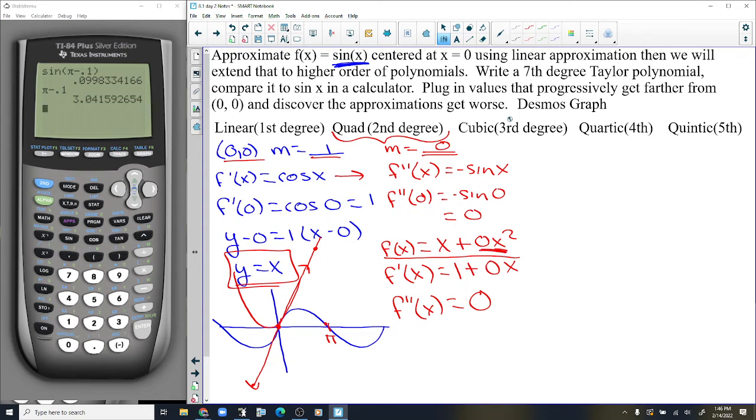So let's skip that. Let's go to cubic right here. I need a function whose point is 0, 0, whose first derivative is 1, second derivative is 0, and third derivative is negative cosine. Now, if we plug 0 in there, that's where we're centering this. We're centering when x is 0. We have negative cosine of 0, negative 1.